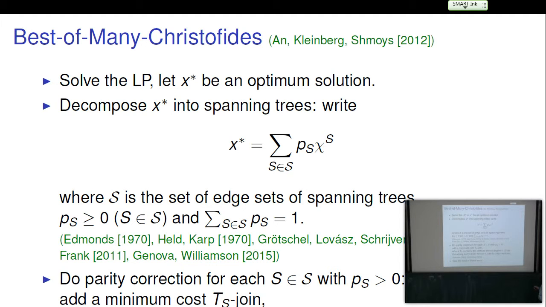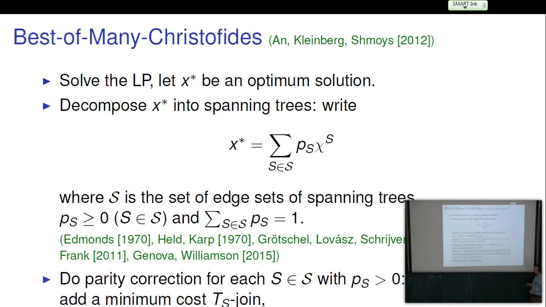So we do this, then we have a couple of spanning trees. Actually, we can assume that we have less than n square spanning trees that have really positive coefficient. And for each of those, we do parity correction just as Christofides does. So we just find a minimum weight perfect matching of the vertices that have wrong degree, or equivalently a minimum cost TS joint. So TS will always denote the set of vertices whose degree is wrong. That means whose degree is even if it is S or T and odd otherwise. And then we take the best of these.